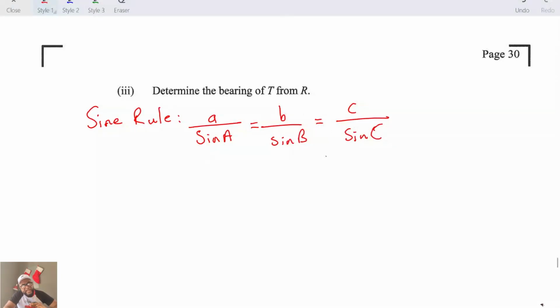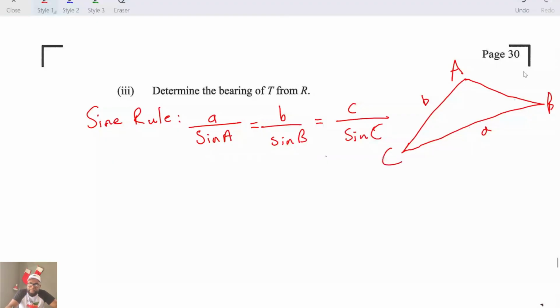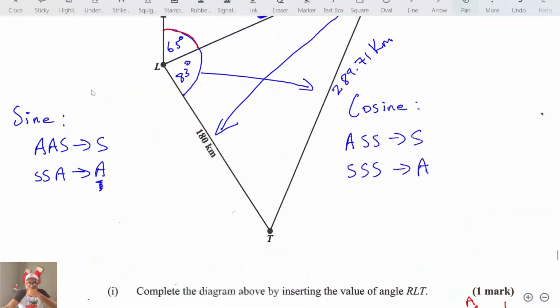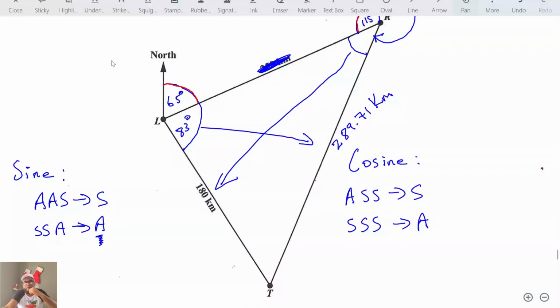a over sine A is equal to b over sine B, which is equal to c over sine C. And this is when you have a triangle, right? Where if here is capital A, here is small a. If here is capital B, here is small b. If here is capital C, here is small c. The small letters are opposite to the capitals. So we're going up here.